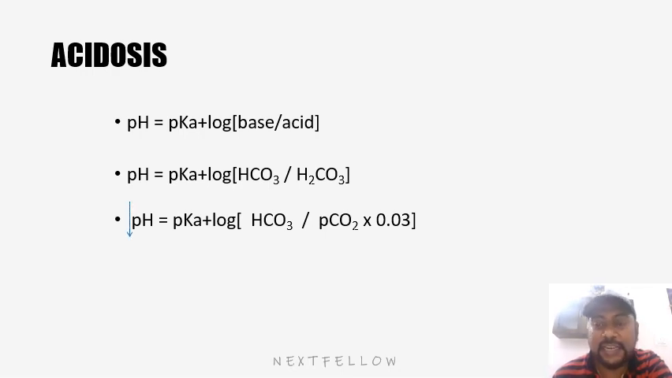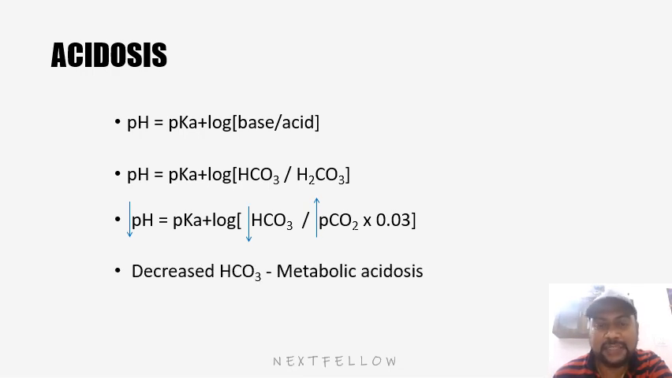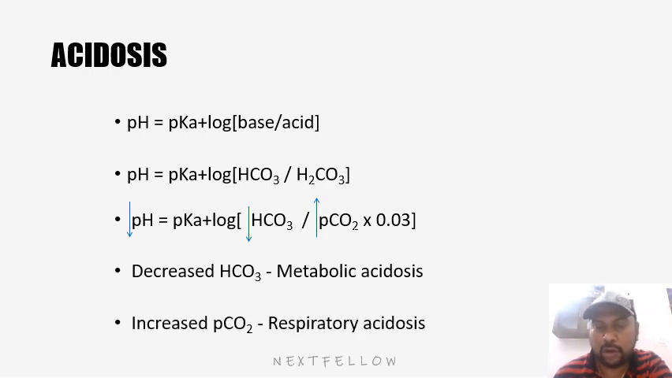Acidosis means decreased pH. So this pH can decrease either when the numerator bicarbonate decreases in the blood or the denominator PCO2 increases in the blood. It leads to acidosis or decreased pH. If this decreased pH is due to decreased bicarbonate concentration, then it is called metabolic acidosis. Whereas if the same acidosis is due to increased PCO2, then we call it respiratory acidosis. So these are the two types of acidosis.